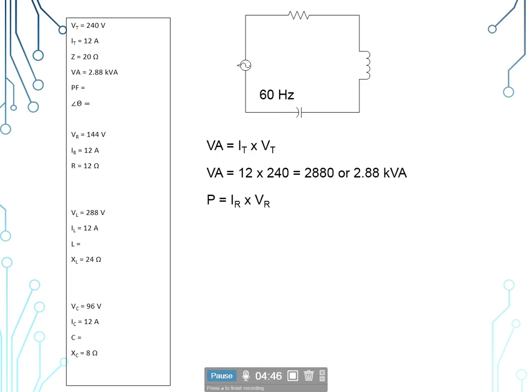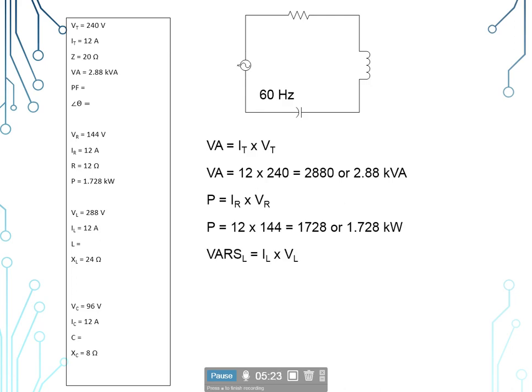Now we're going to use the power formula, and we're going to find out our true power. Again, it's over the purely resistor part of the circuit. So P is equal to I sub R times V sub R. So I sub R is 12 amps, V sub R is 144 volts, which will give us 1.728 kilowatts. Again, true power is the only one measured in watts in the AC when we start mixing the inductors and the capacitors and resistors or any combination of those.